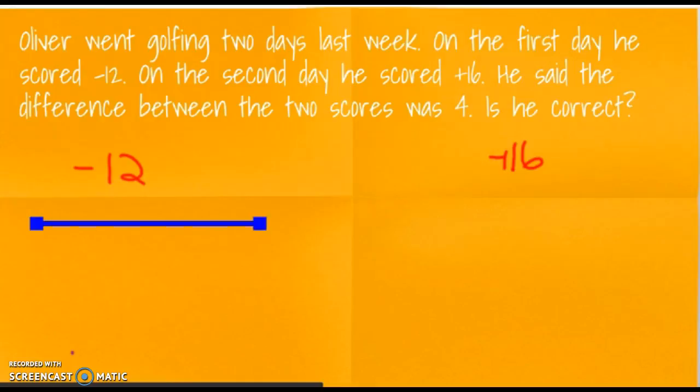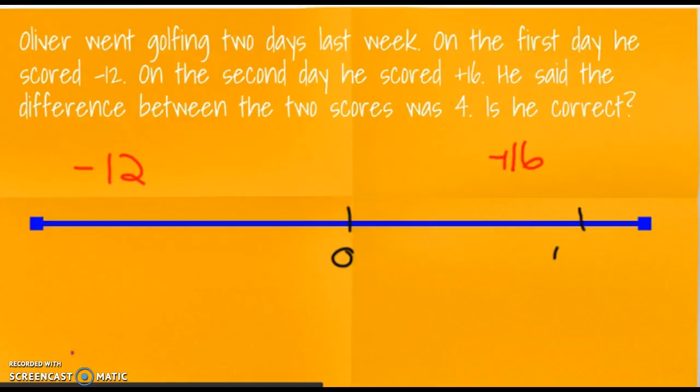So I think for right now, the best thing to do when we're answering these kinds of problems is to draw ourselves a number line. And then on the number line, we got to make sure we put our 0 mark. So that's going to be right in the middle. And then we should know that a +16 is over here. And then a -12 is over here.